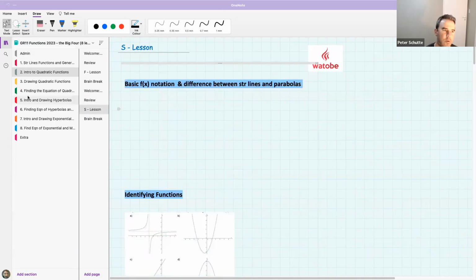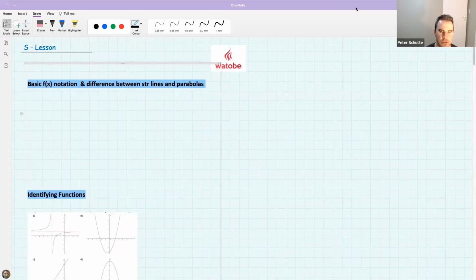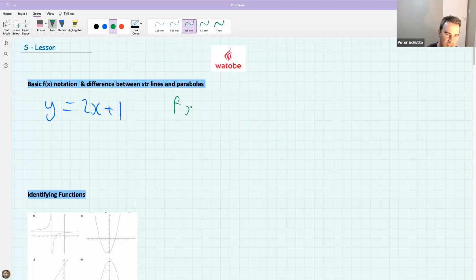Okay, so if we want to know what the difference between a straight line and a parabola is, the main thing we're going to look for that's different. So let's say this is a straight line in sort of normal notation, and this is that same straight line written in f of x notation.